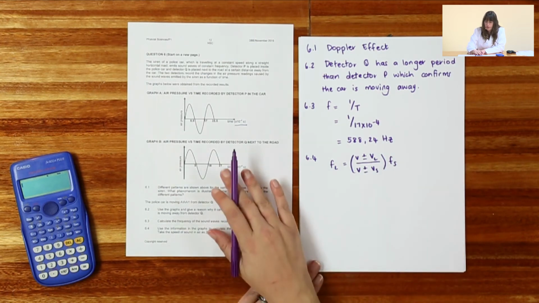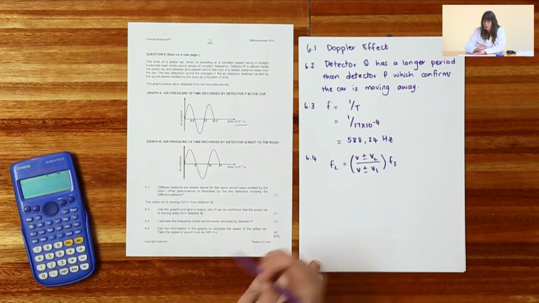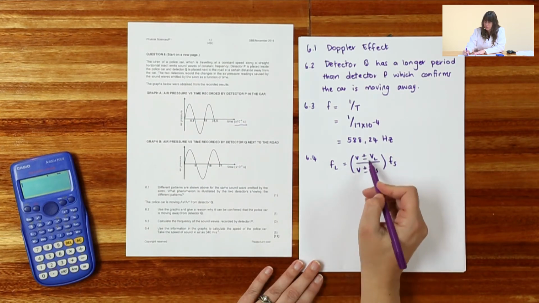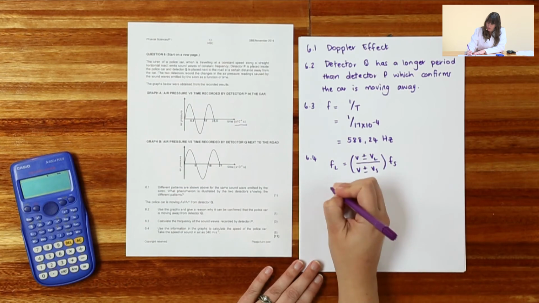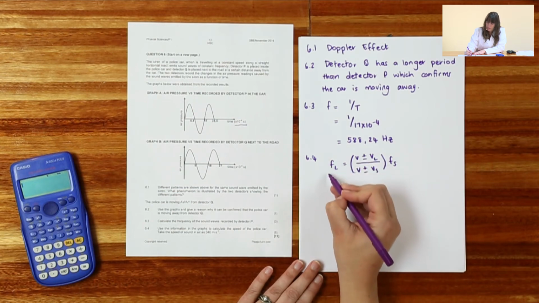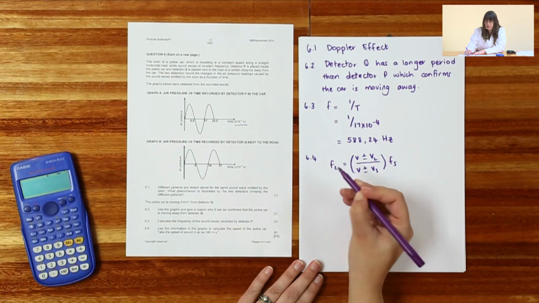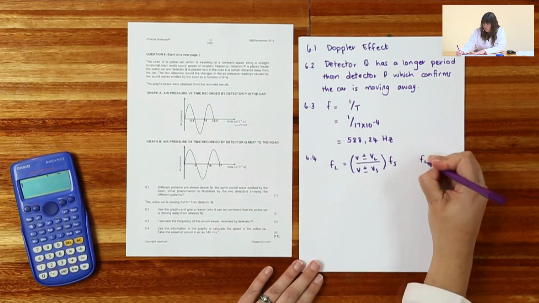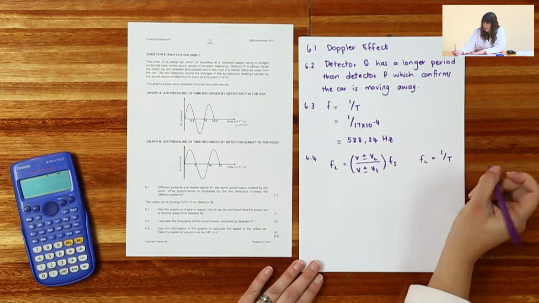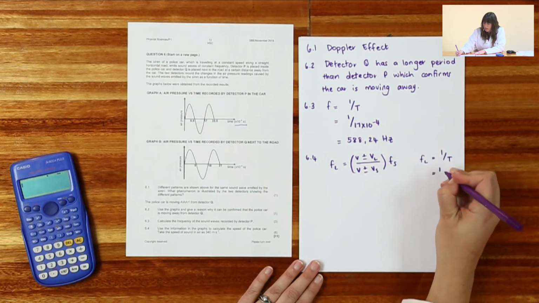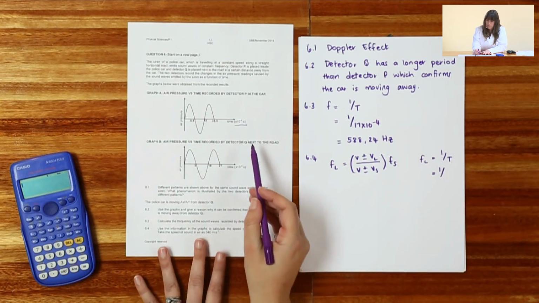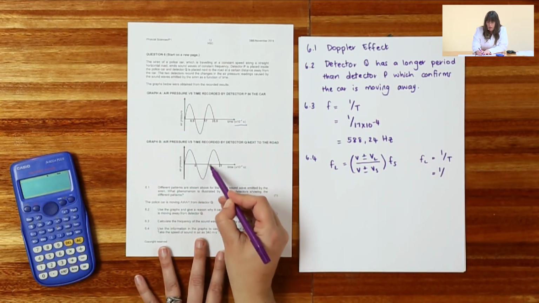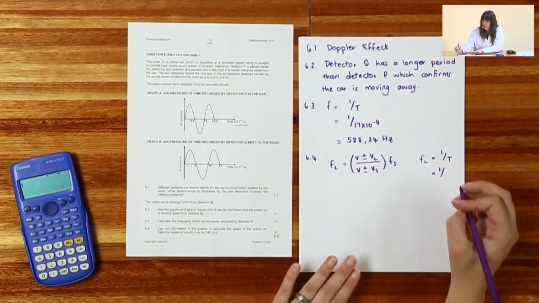Now, we know that detector Q is placed next to the road, and so the velocity of the listener is 0. The listener, or the detector Q, is not moving, and so this is 0. And so we can find the frequency of our listener. Remember, our listener is the detector that is next to the road, and so we know that this is going to equal 1 over period, like we did in 6.3, but now for our period for detector Q, we have a look here, the time for one wave is 18 times 10 to the negative 4.